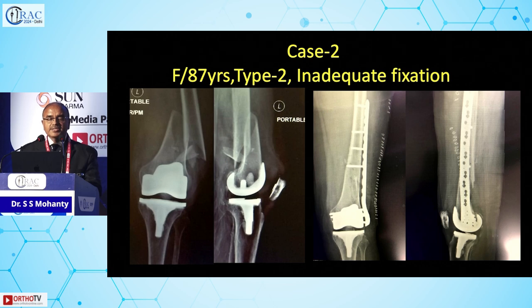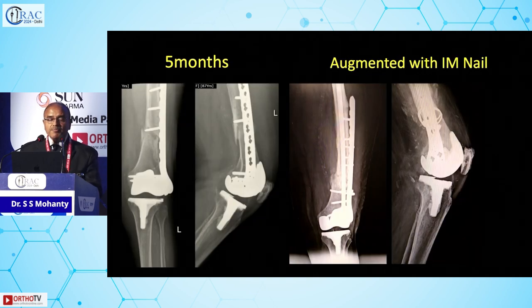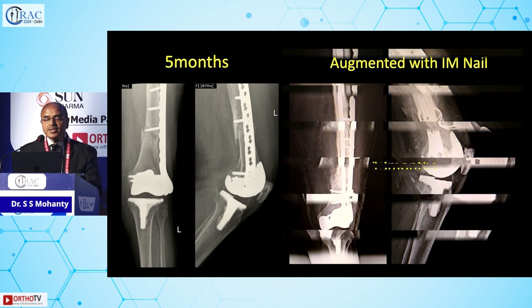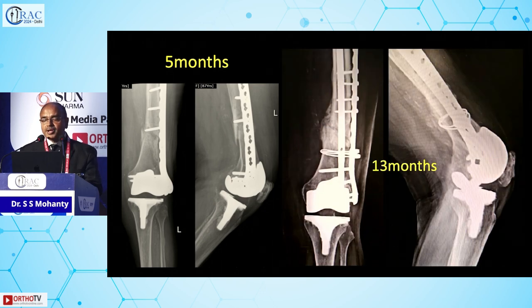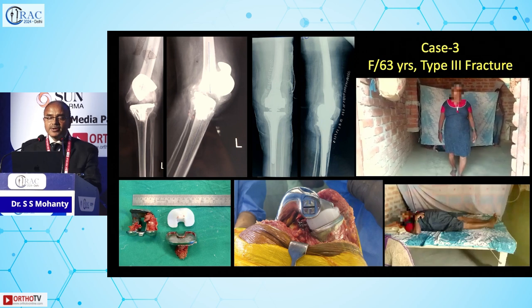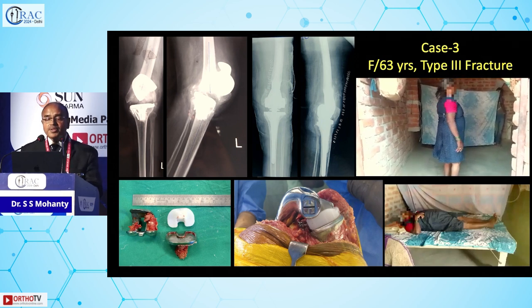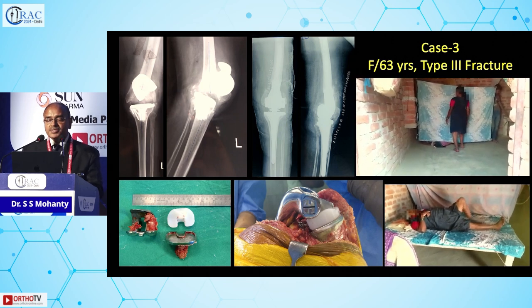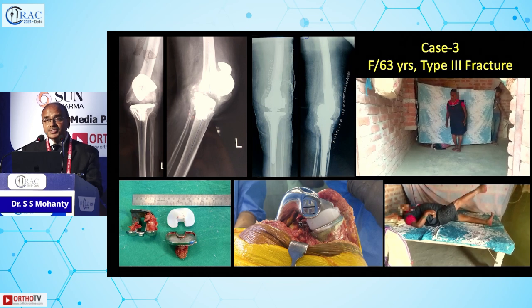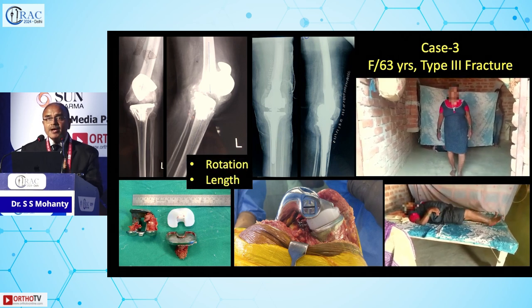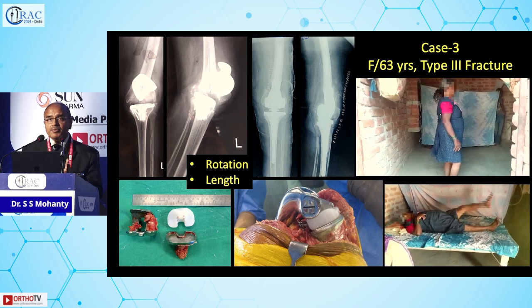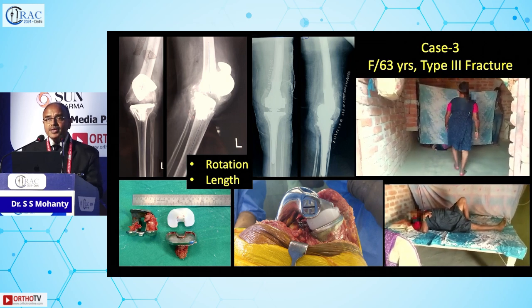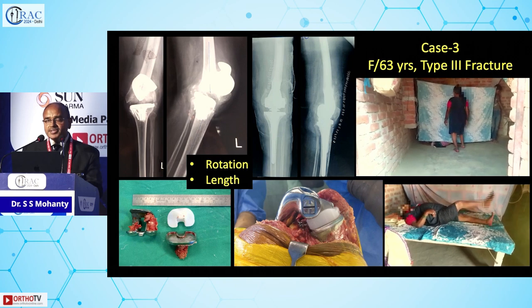And this is the second case, an 87-year-old female, type 2 periprosthetic fracture, inadequate fixation, only a lateral plate had been put. At 5 months it showed non-union, which was augmented with a nailing, and 13 months down the line the fracture got united. Finally, case 3, a 53-year-old female, type 3 fracture, when bones are inadequate, then you have to do a distal femoral replacement prosthesis, and that is the follow-up of this patient with the distal femoral replacement prosthesis on the left side. When you are doing this procedure, remember that you have to maintain the rotation and the length of the leg. You have to address this during surgery.